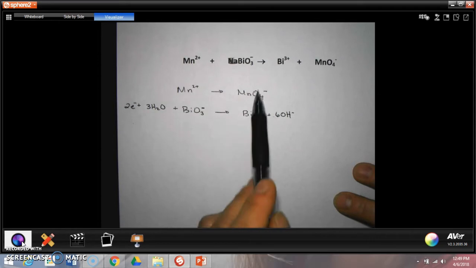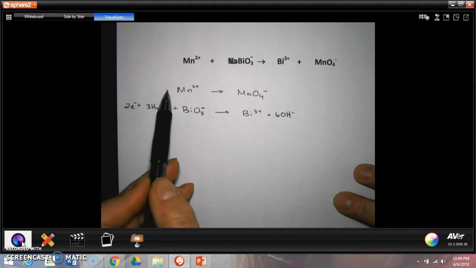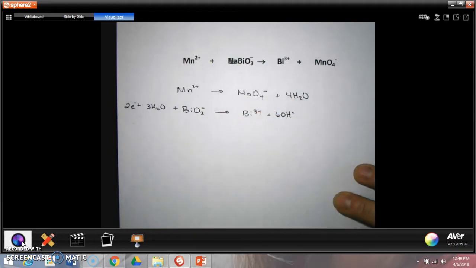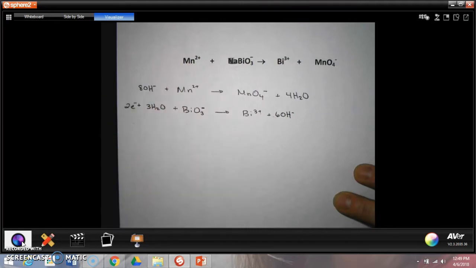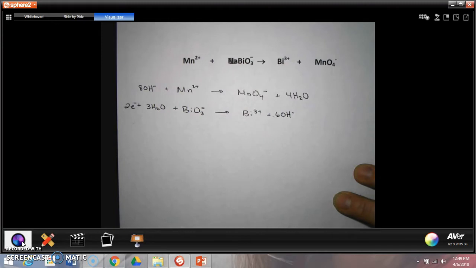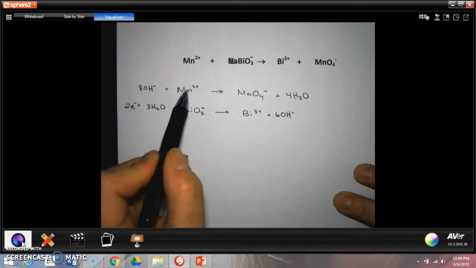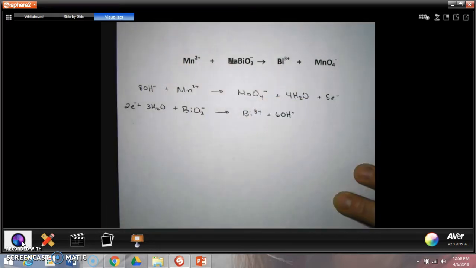I'm going to do the same thing with the manganese half reaction. I've got 4 oxygens on this side, and I'm short any on this side. So I add 4 waters to the excess side, then I add 8 hydroxides to the short side. 4 plus 4 is 8, so everything balances out there. Now let's deal with the electrons. I've got -8, -6, and -1, so I'm going to add 5 more electrons to this side.